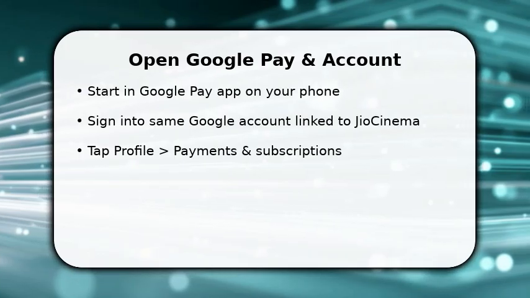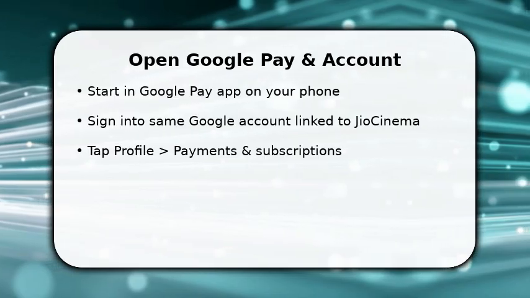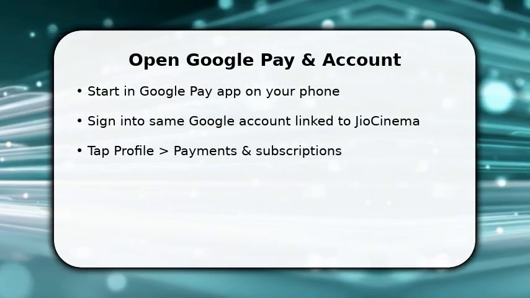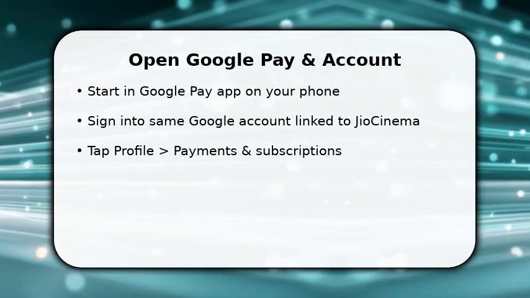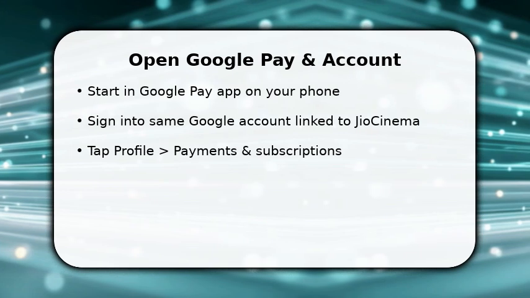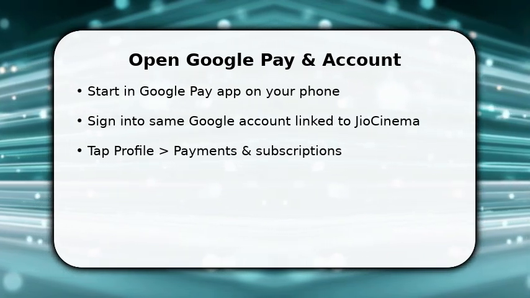You're starting at the Payments hub so you can find subscriptions quickly. This saves time versus digging through settings inside Jio Cinema. Make sure notifications and internet are enabled so the app shows current subscriptions and billing sources before you proceed to manage the Jio Cinema Autopay entry.